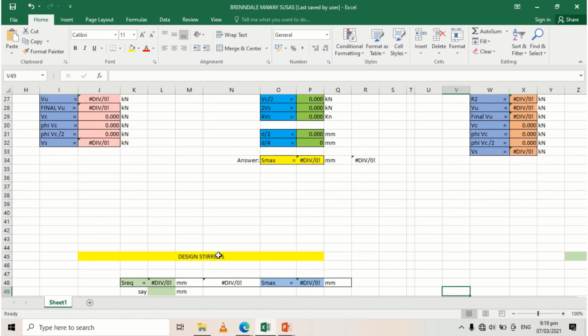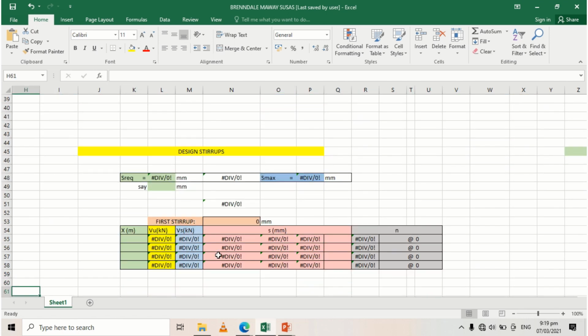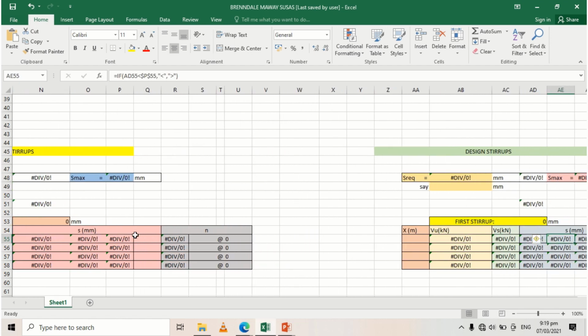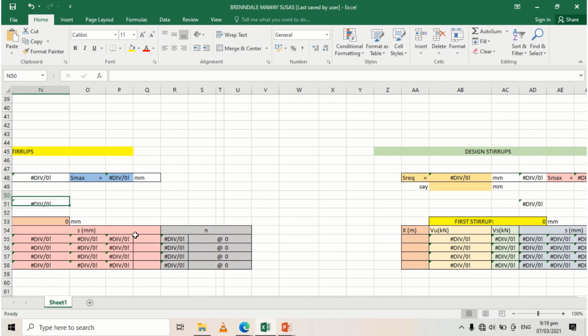Then, if magdi-design naman tayo ng stirrup, dito tayo sa baba na portion. We can see here the theoretical table. X refers to the varying distance of VU. We can also solve the VU with respect to its distance, VS, then spacing, and the number of stirrups needed. Same lang din dito sa 2001. So yun lang talaga yung difference nila.